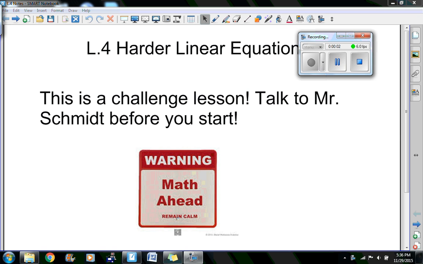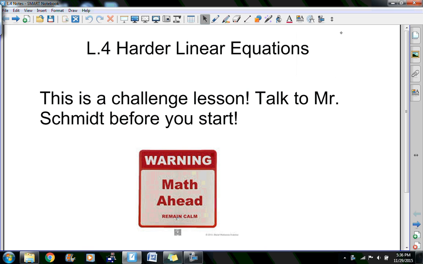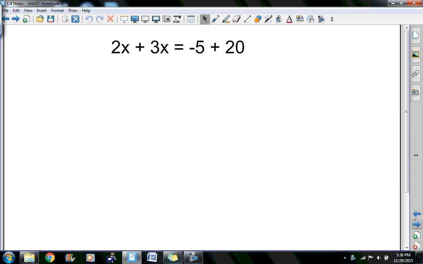Hello, everybody. We are going to be working on the fourth section of Unit 2. And as the picture says at the bottom, this is a challenge lesson, so make sure that you talk to me before you start it. So we've been working on solving linear equations.